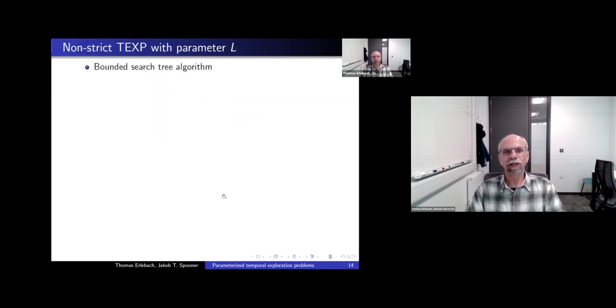Now let's assume that the parameter is the lifetime. So we're given a graph with lifetime L and want to decide, is it possible to visit all vertices of that graph within these L layers? We get an FPT algorithm for this problem by using the bounded search tree technique.